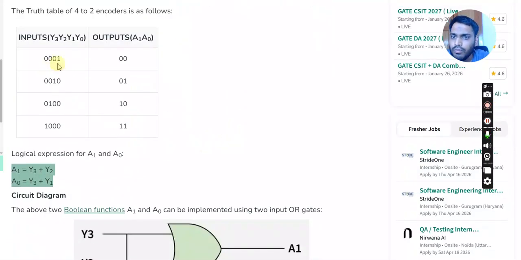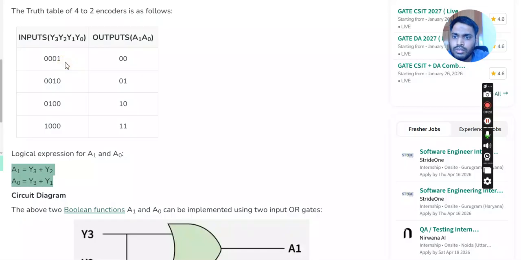So in the truth table, we first enable Y0. So Y0 will be 1. Then we'll select Y1. So 0, 0, 1, 0. Then we'll take Y2, 0, 1, 0, 0. Then we'll take Y3, 1, 0, 0, 0.